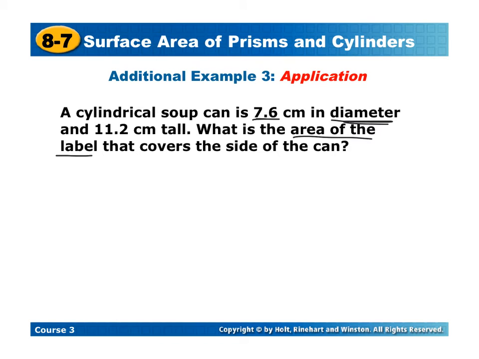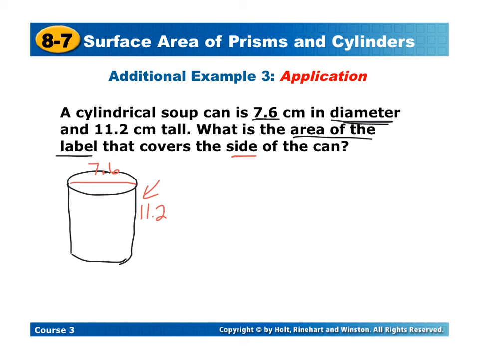So here, if I were to draw out my soup can, I always find it helpful to kind of draw out the models. We know that the diameter is 7.6 and the height is 11.2, and they want to find just the area of the label that covers the side of the can. So in this case, when we're looking at the surface area, we don't care about the top and the bottom. We're just looking for that lateral face.